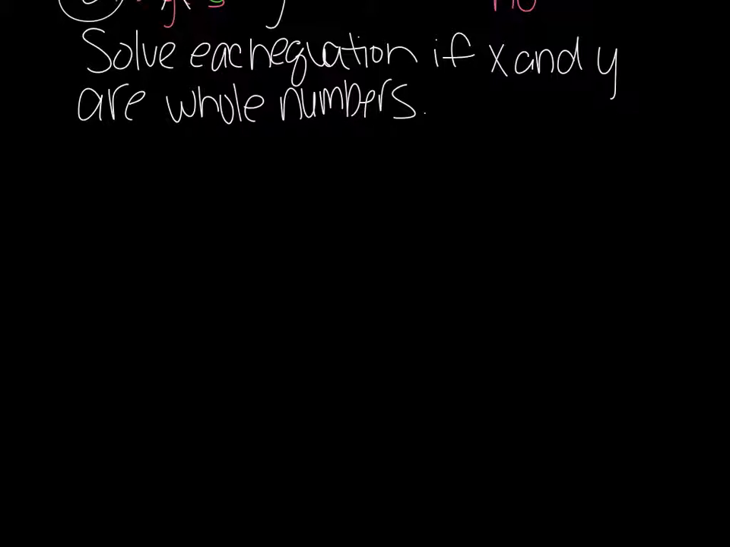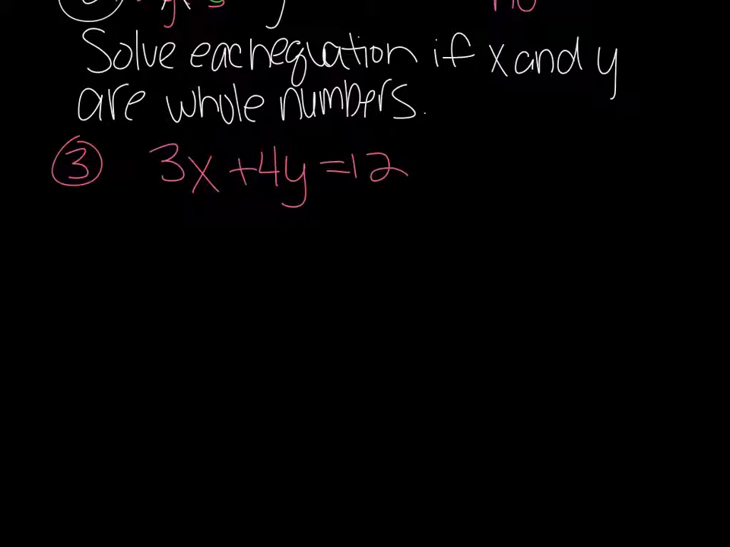So we're going to solve for x and y, but x and y both have to be whole numbers. So if we find out that x is a fraction, not going to work. Or if we find out that y is a negative number, it's not going to be a solution, a whole number solution. Okay? So we have to do a couple of things before we can even solve this. So let's try 3x plus 4y equals 12.